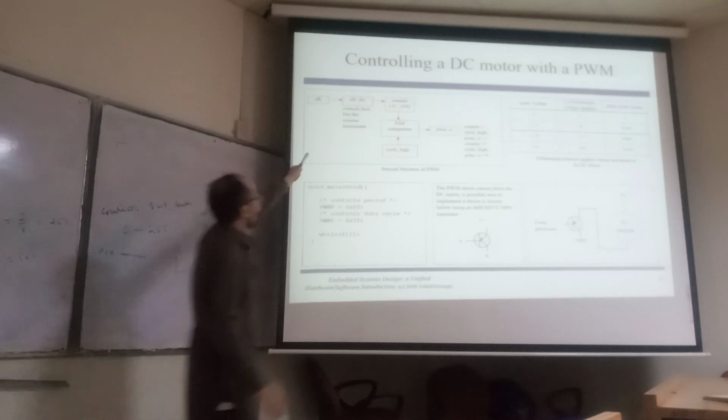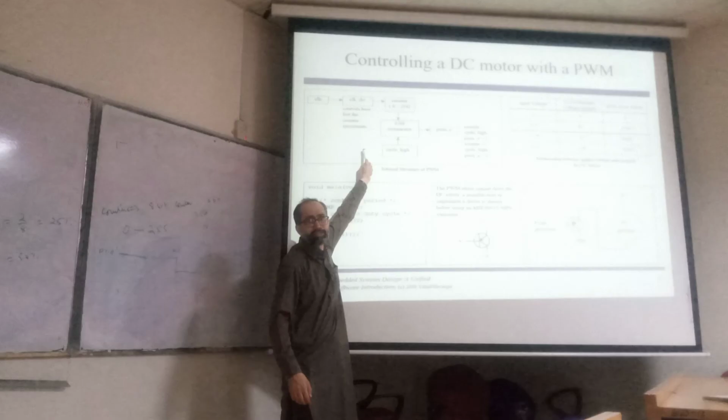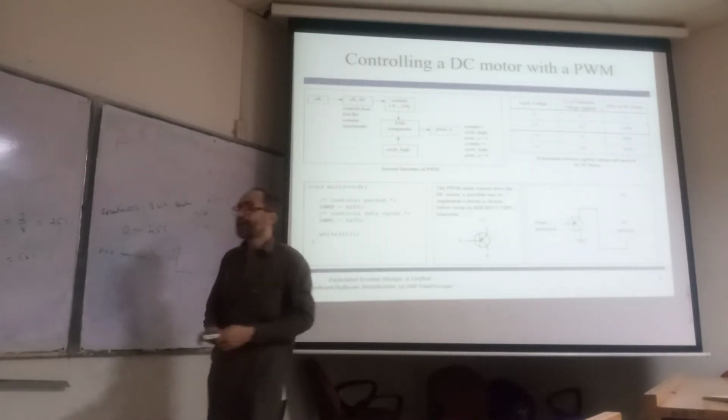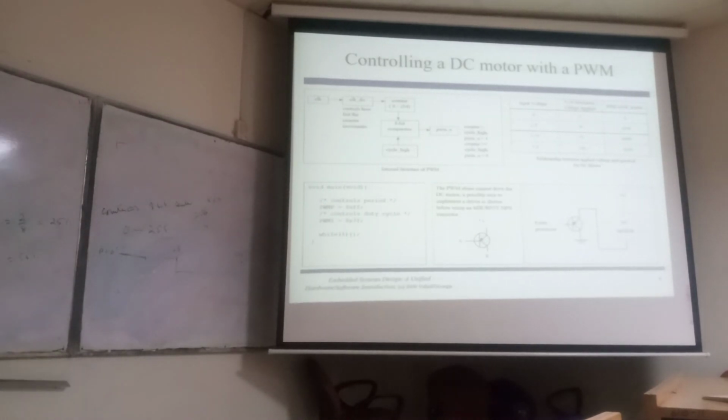Now this is the control flow of this duty cycle. This is one method. There is also another method. How can we do it? You can do it with a counter or a timer. You can write a simple assembly language program for that.